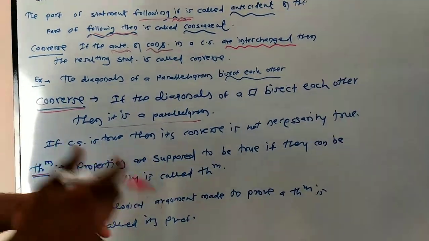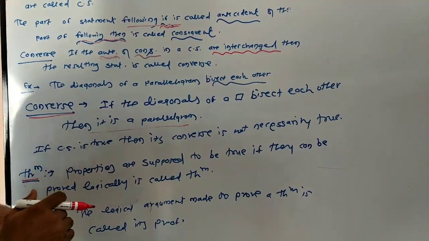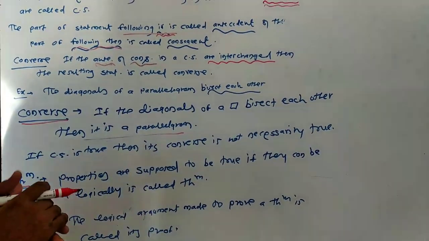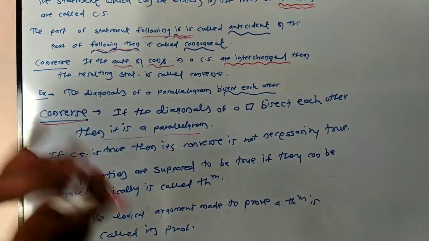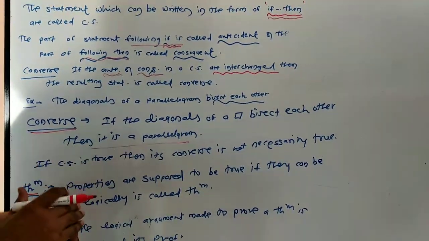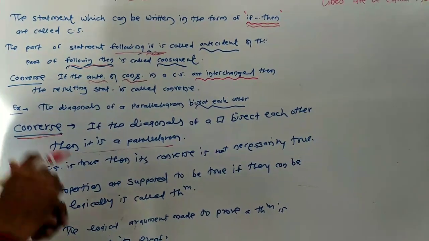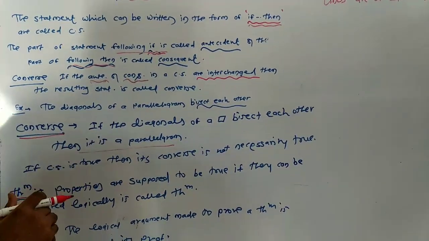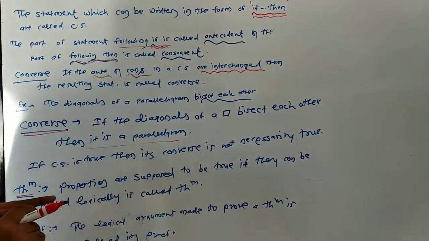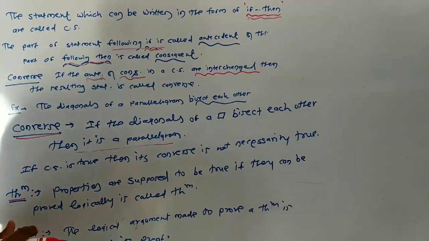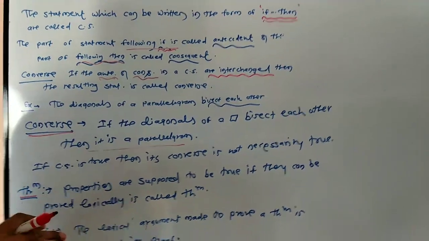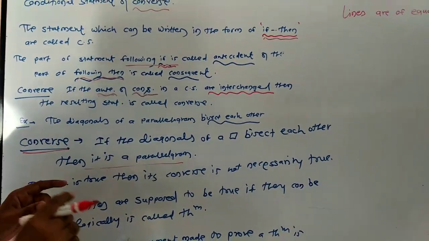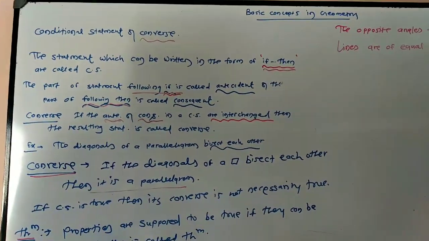Now we take another example. If a number is prime, then it is even or odd. Okay. What is its converse? If a number is even or odd, then it is prime. Means here the conditional statement is true, but the converse is not true in the second example.